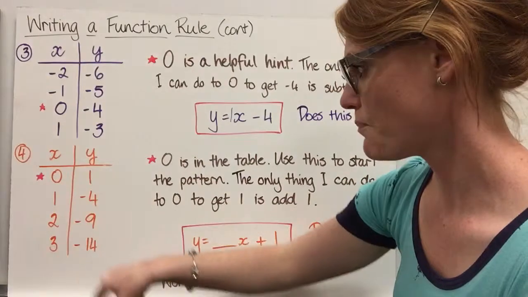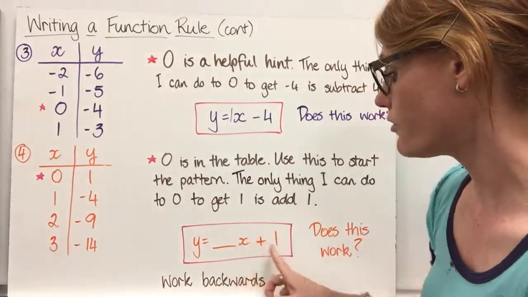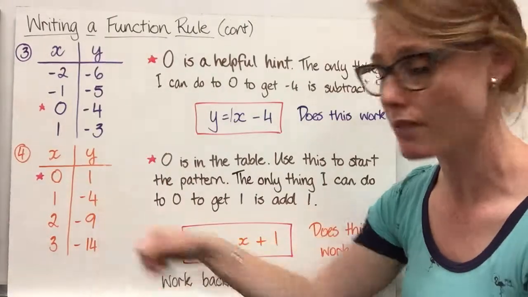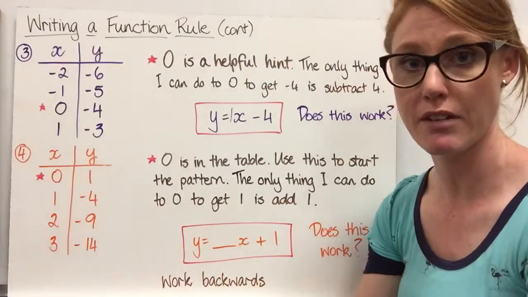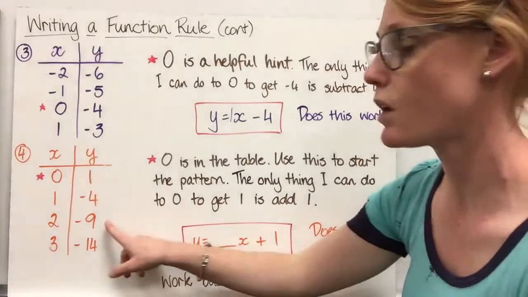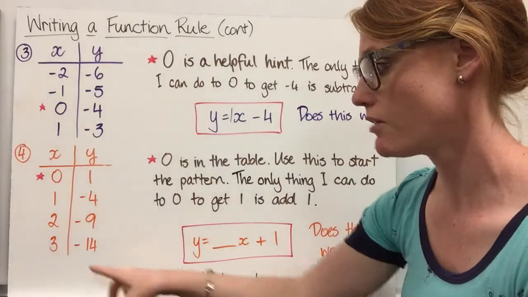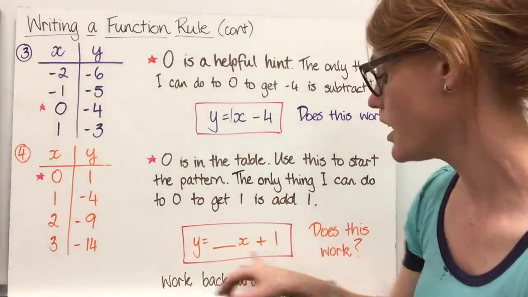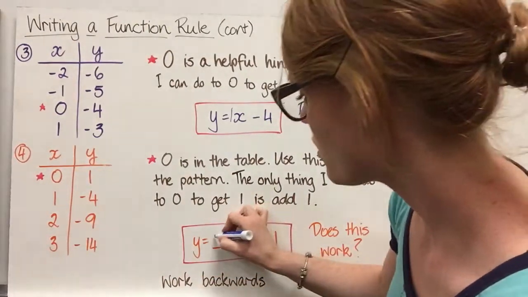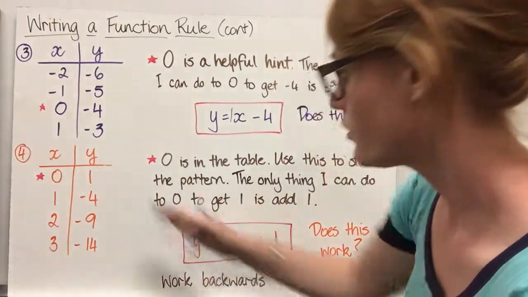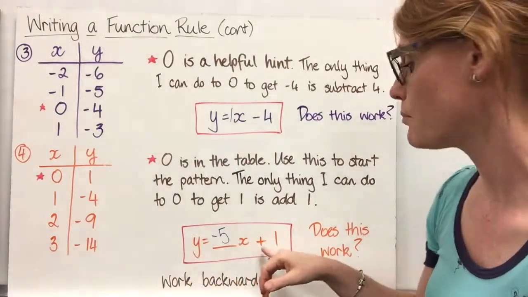So let's try that out. 1 times -5 is -5. -5 plus 1 gives me -4. 2 times -5 gives me -10. -10 plus 1 gives me -9. 3 times -5 gives me -15. -15 plus 1 gives me -14. So my function rule for this set of data is y equals -5x plus 1.